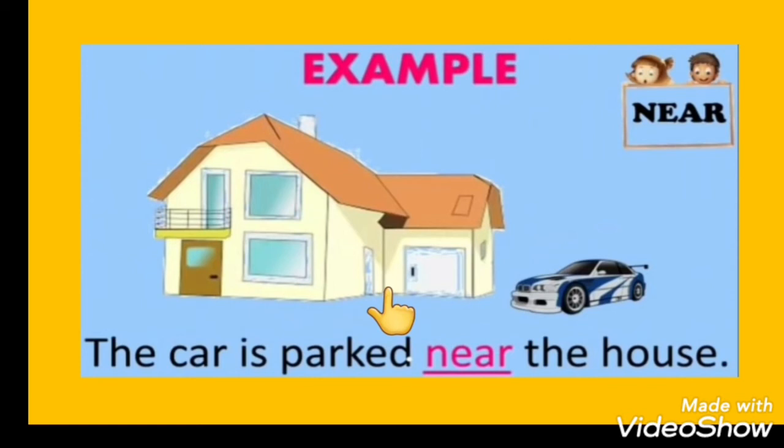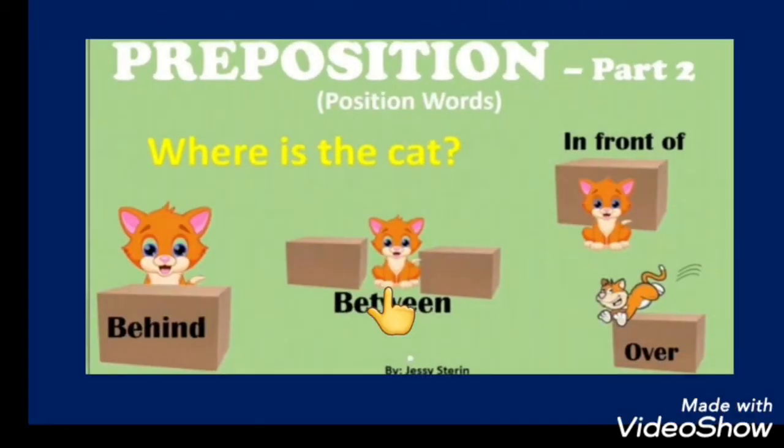Now students, there are other prepositions which I use, that is what? Behind, between, in front and over. So where is the cat? The cat is behind because the cat is sitting at the back side of the box, so that's why we have used behind. Here the cat is between the boxes. So why have we used between here? Because the cat is between two boxes. If there are 3 or 4 boxes, then we do not use between, we use among. So the cat is sitting among the boxes.